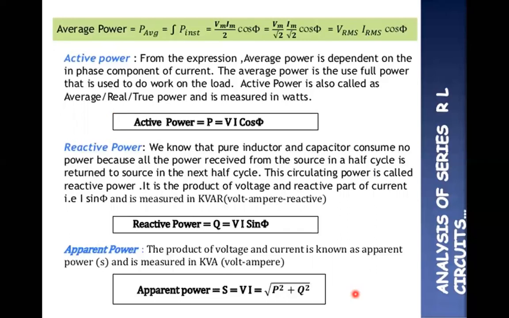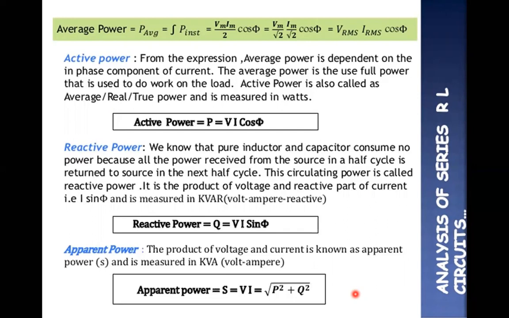Reactive power: a pure inductor and capacitor consume no power because all the power received from the source in a half cycle is returned to the source in the next half cycle. This circulating power is called reactive power. It is the product of voltage and the reactive component of the current, that is I sin phi, and is measured in kVAr, which means kilovolt ampere reactive. So Q is equal to VI sin phi.